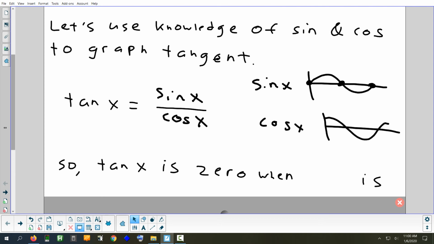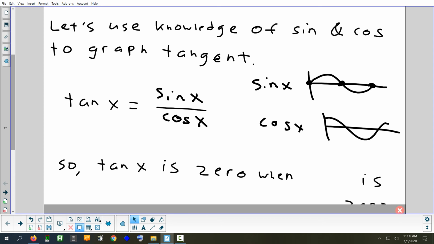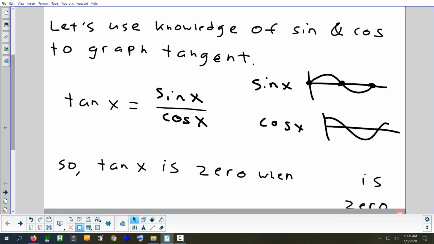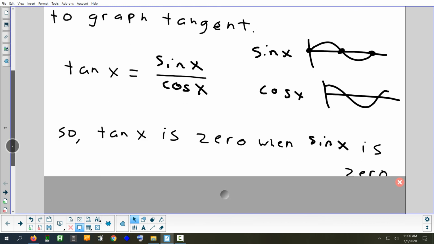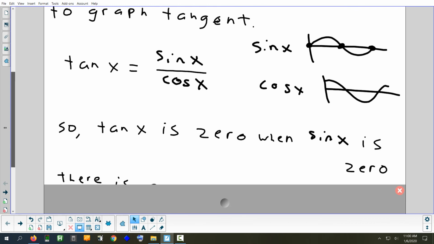Basically, tangent x is 0 whenever you have a multiple of pi, right? If you want to say it even less specifically, tangent is 0 when sine is 0. Okay? So let's keep those values in mind: 0, pi, 2 pi, and so on.